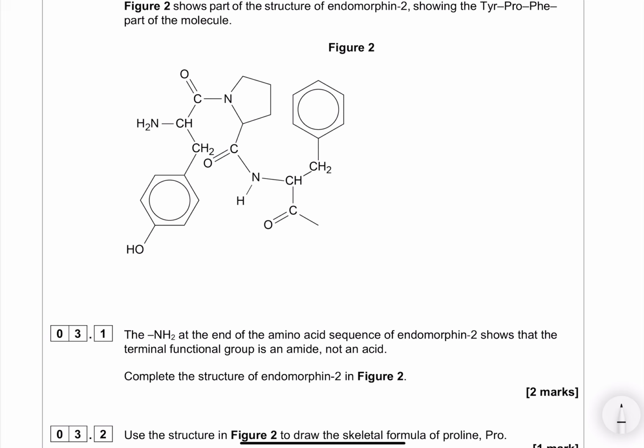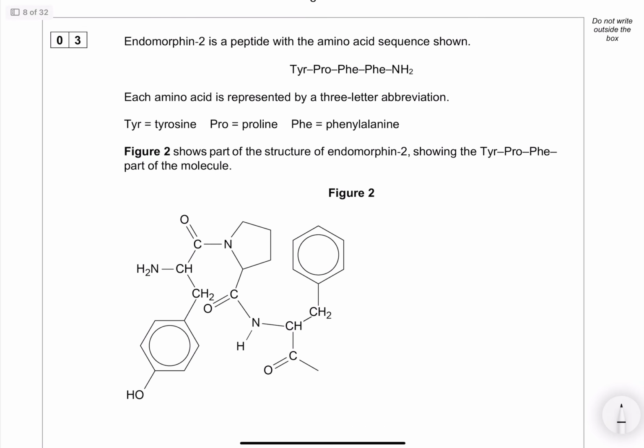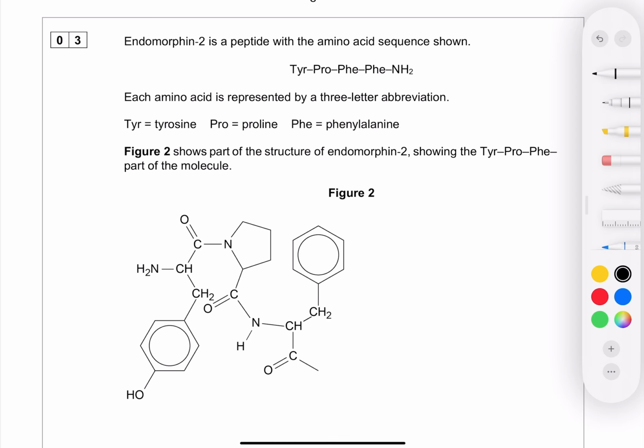Complete the structure of endomorphin 2. Okay, so this is quite tricky. I'm going to do some highlighting. Obviously, you can't do this in the exam, but we need to remember that each of these is a peptide or an amide bond. So we've got the first one between the C double bond O and the N here.